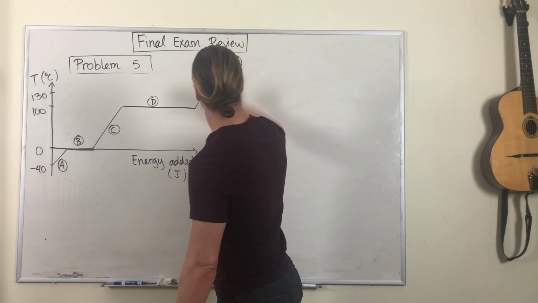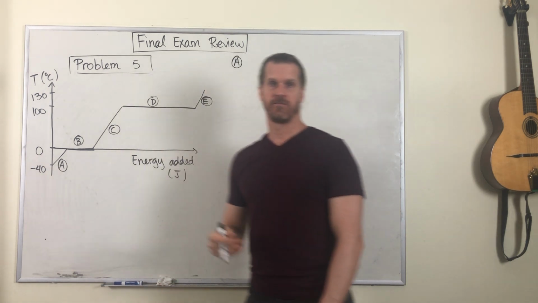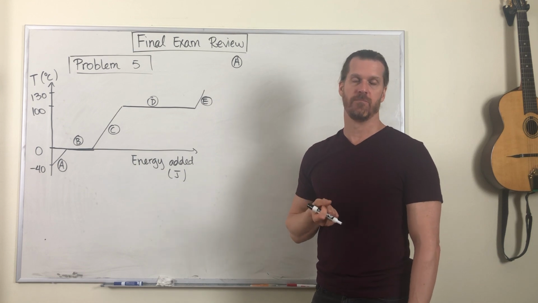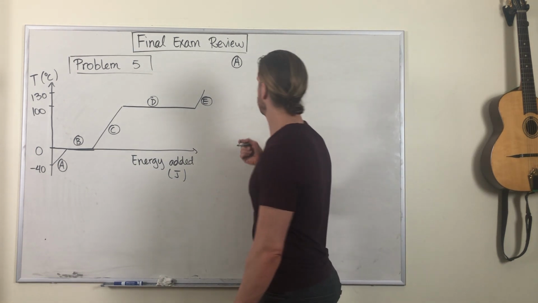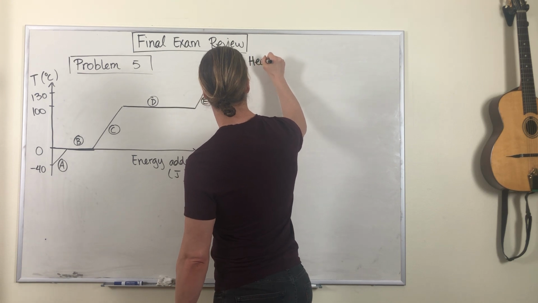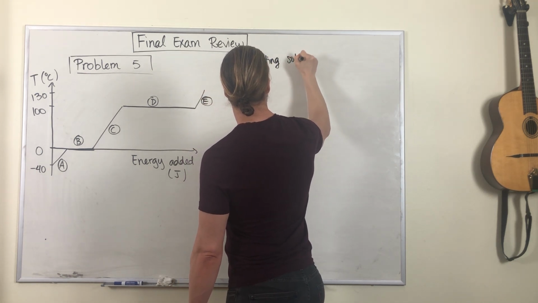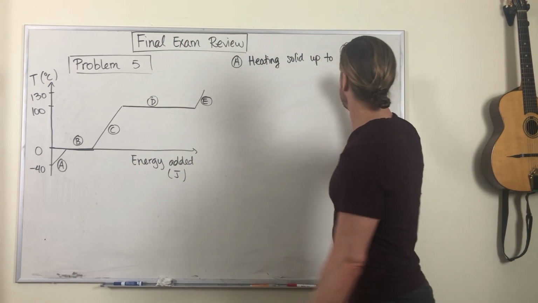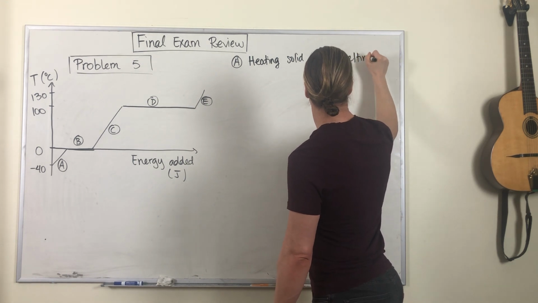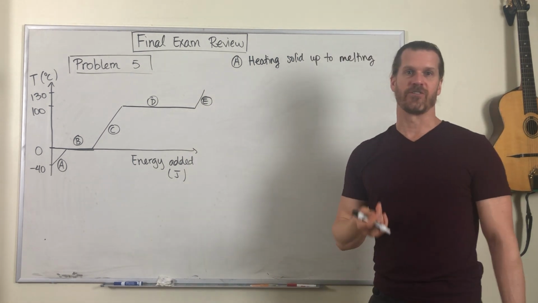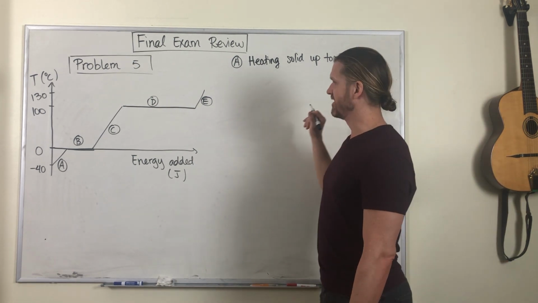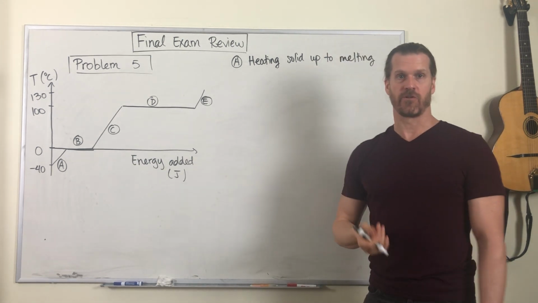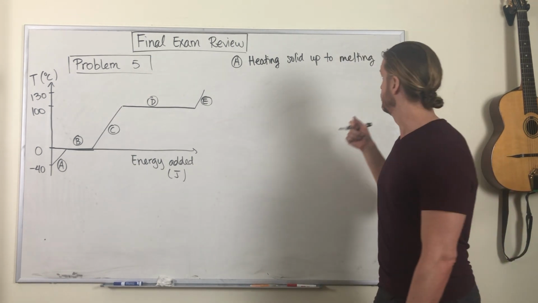In part A, this is where we're going from solid at a cold temperature up to the melting temperature of that solid. So we're heating the solid up to its melting temperature. Of course, solid water is usually called ice, and it melts at 0 degrees C. But the same process could occur for all sorts of other types of materials.